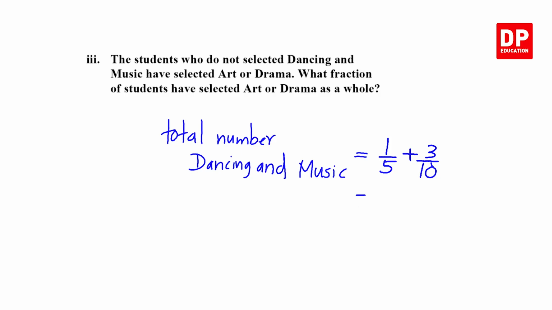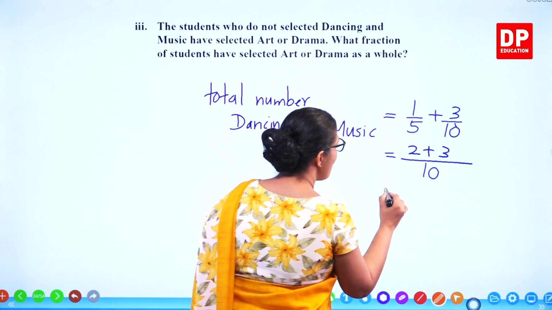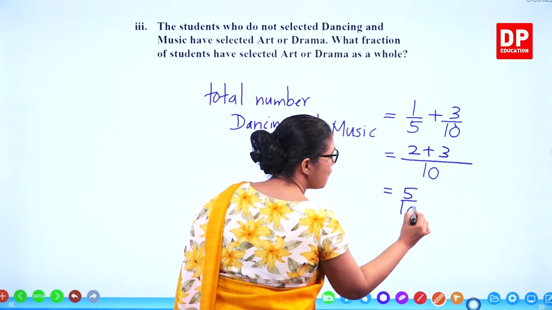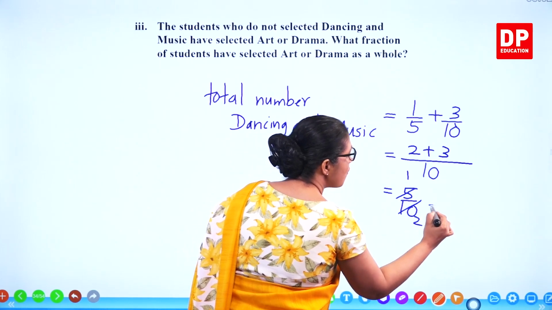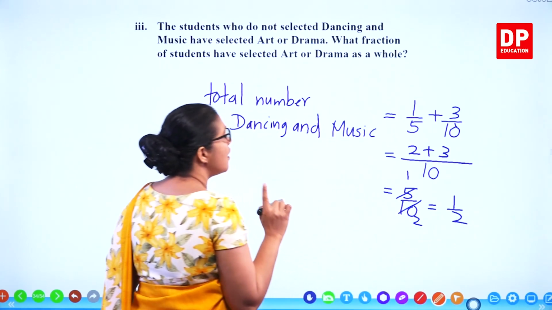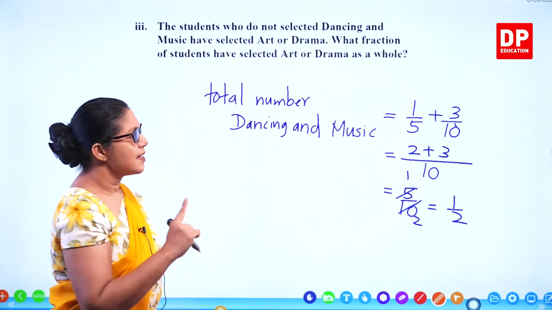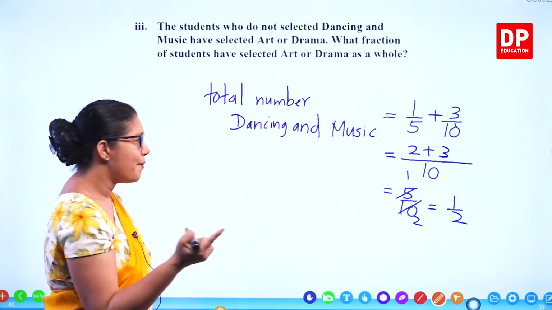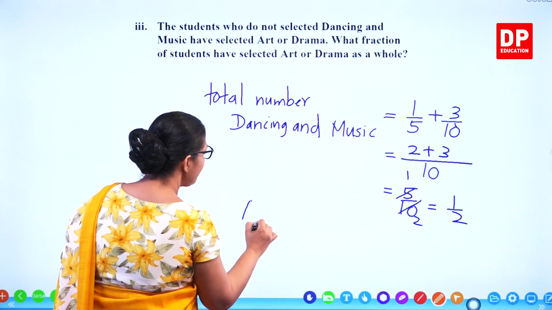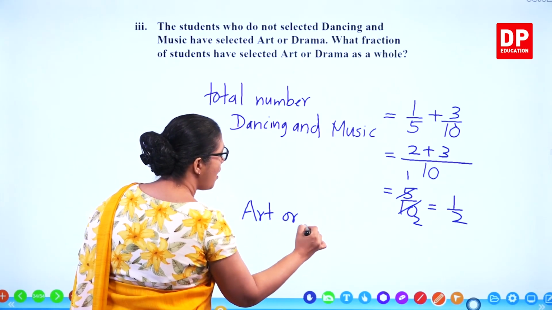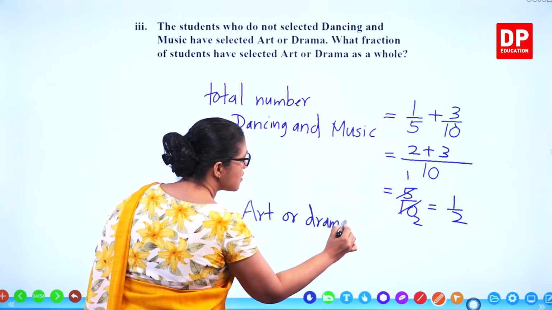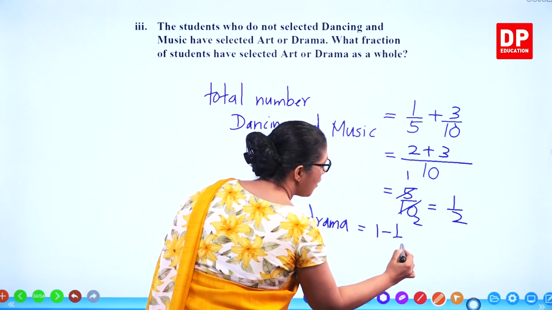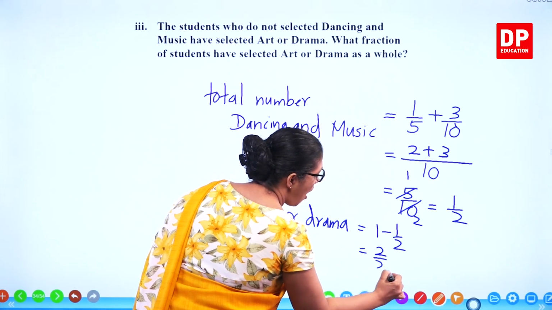What's the total? 10 is the lowest common multiple. 2 times 1, 2 plus 3. So 5/10. Now simplify, you get half. So half of the students did dancing and music. So what fraction of students have selected art or drama? Other half. Art or drama, just 1 minus half, that means half.